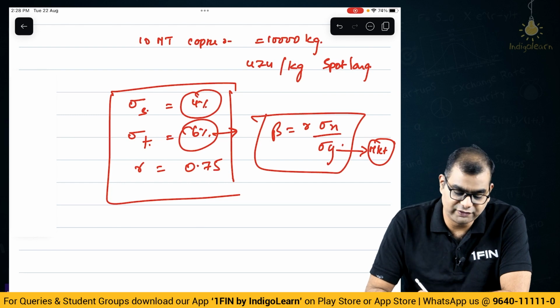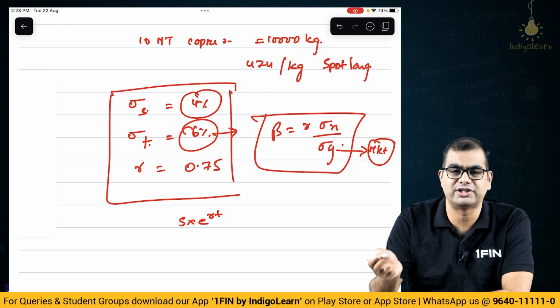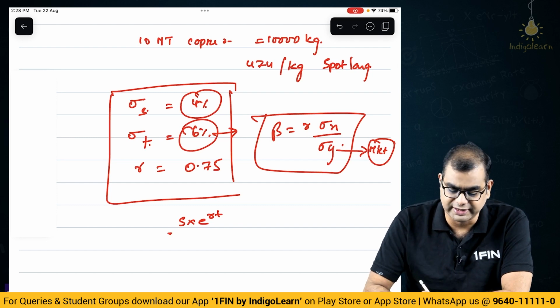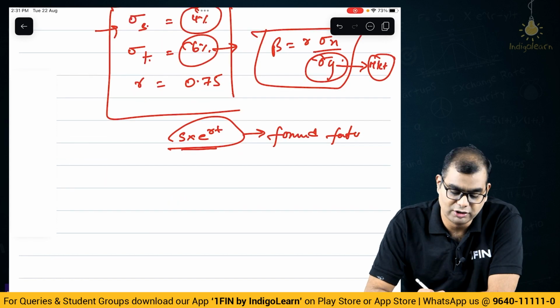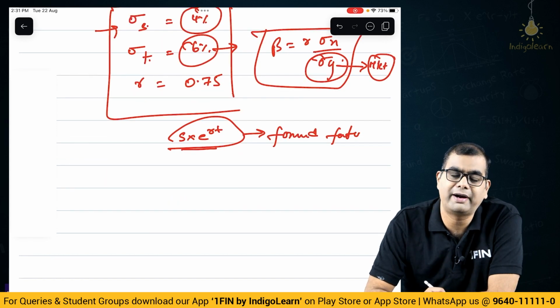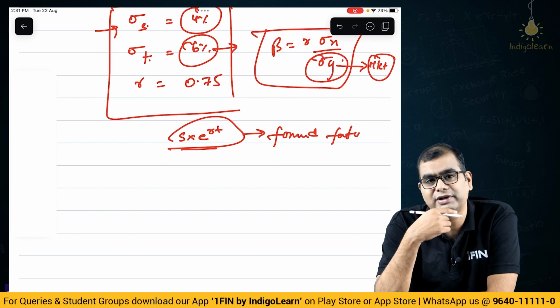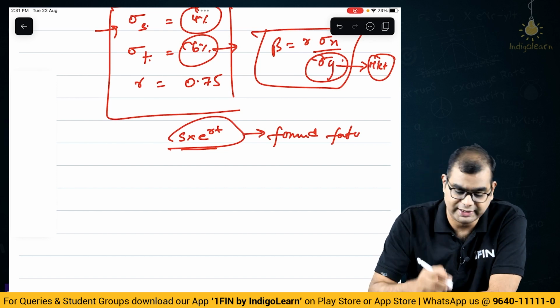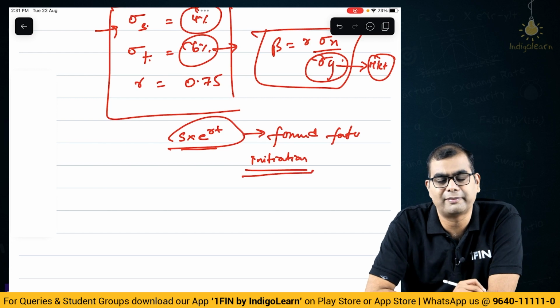No. What is the formula for a future or forward? Spot into e power RT. And again, you have dividends, adjustments, yield, convenience yield, all of that. Keep that aside. This is the formula for forward or future. So your forward rate is determined as S into e power RT. But when is the forward rate determined like that? At the initiation, that is how you determine it.